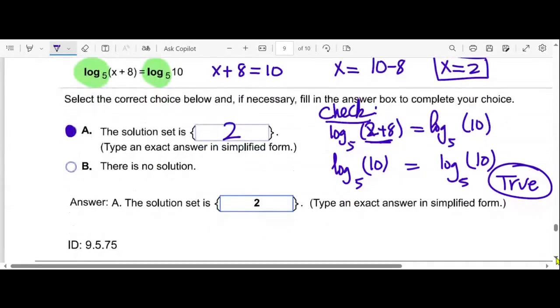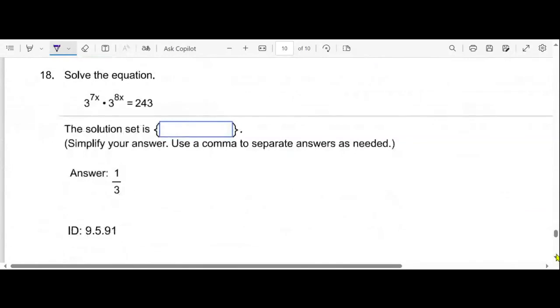So this is the correct answer. Let's go to the last one, number 18. Solve the equation. 3 to the power of 7x times 3 to the power of 8x equals 243.